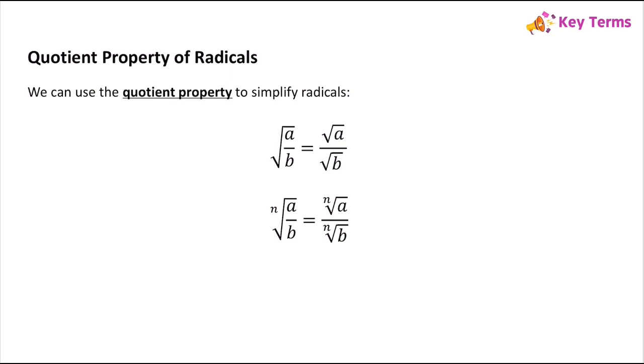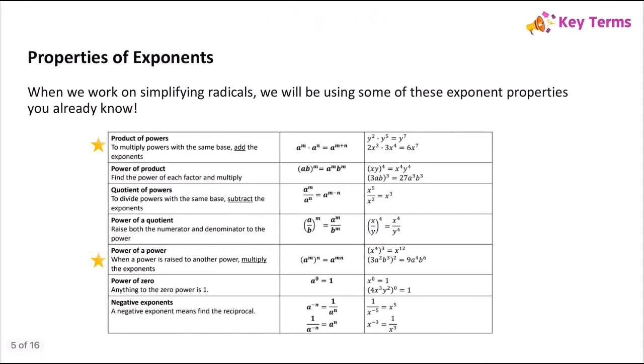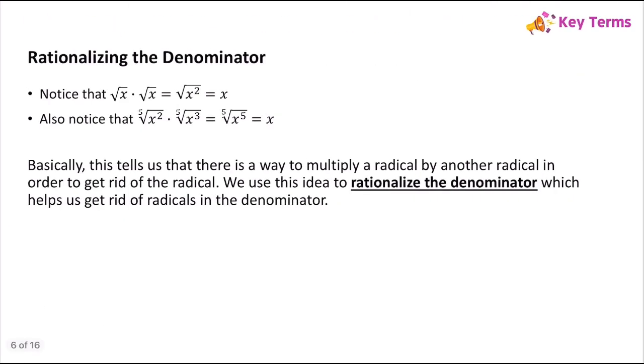So if we have the square root of a over b, we can separate that and turn that into the square root of a over the square root of b. The same property applies if we're talking about taking the nth root. So we also are going to need those properties of exponents as we work on simplifying these radicals, especially the product of powers property and the power of a power property. So what we're going to be doing is called rationalizing the denominator.